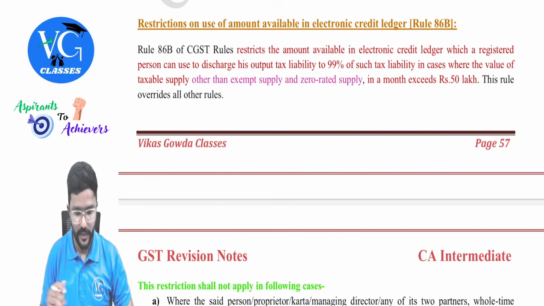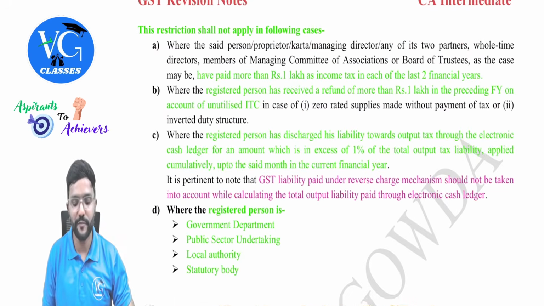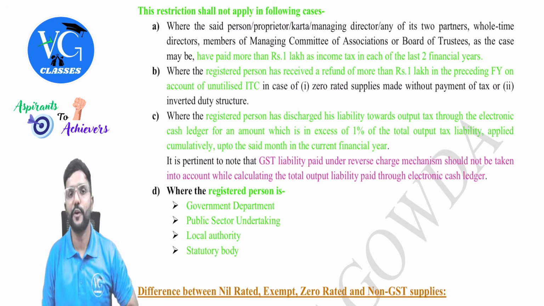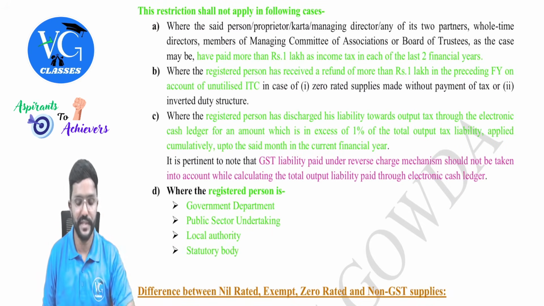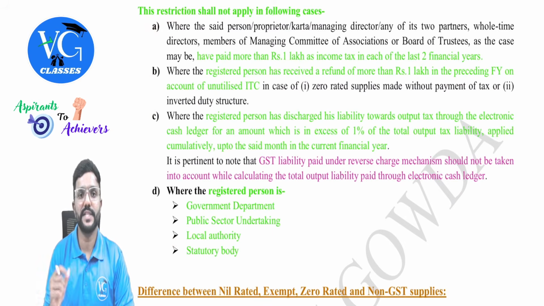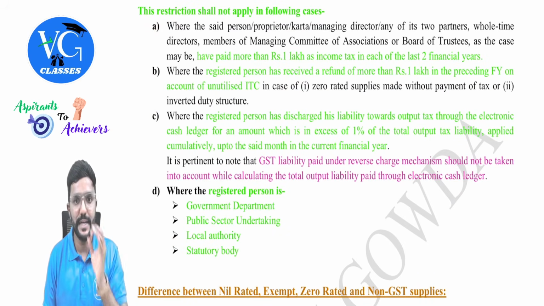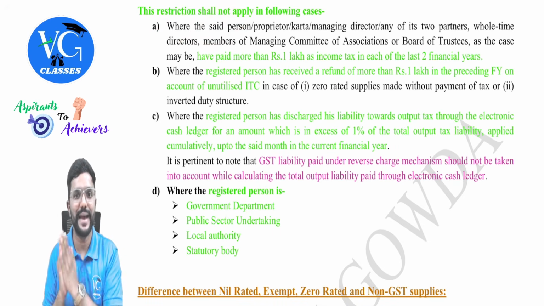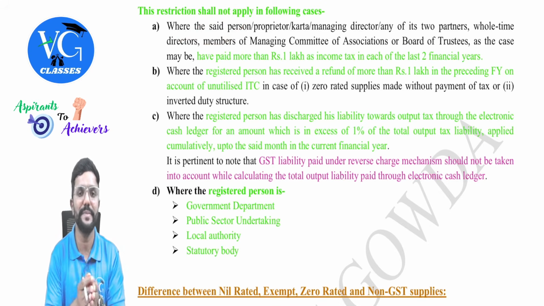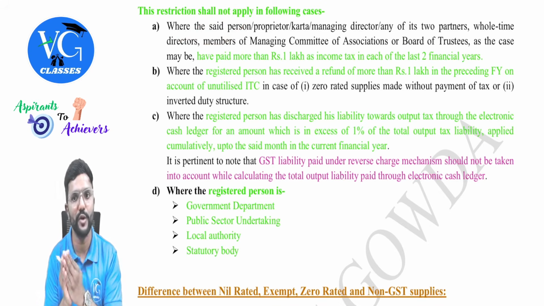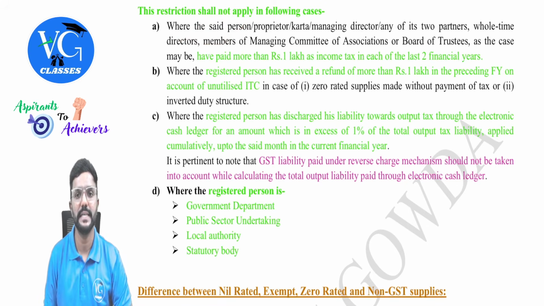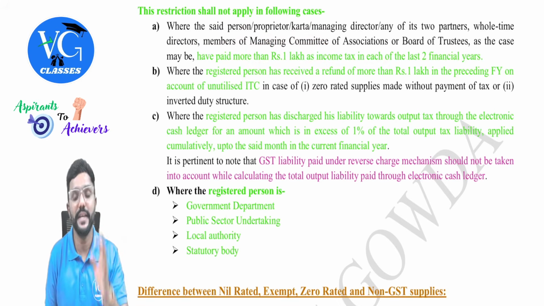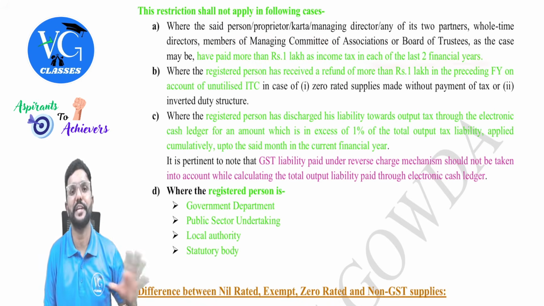Got it? Yes. But the rule 86B is not applicable in the following cases. Even though the monthly taxable supply is more than 50 lakh, still in the following cases, rule 86B is not applicable. When is it, sir? This restriction shall not apply in the following cases where the said person or proprietor, said person means the registered person, or the proprietor, karta, managing director, or any of its two partners or whole-time directors, members of managing committee of association or board of trustee, means whoever is the face of that entity, as the case may be, have paid more than 1 lakh as income tax, not GST, income tax in each of the last 2 financial years.